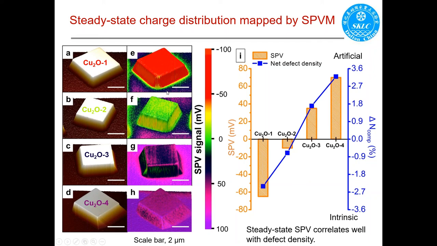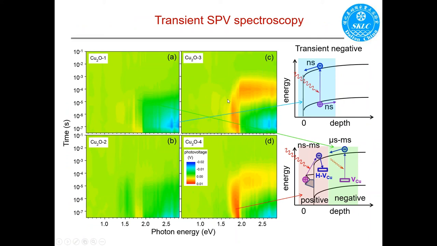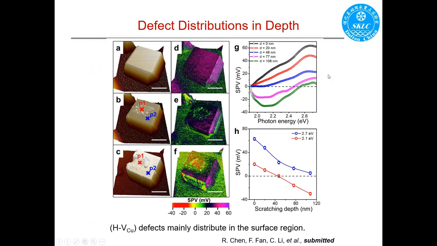From the transient SPV signal, we detect that if you have this artificial defect, that is the electron traps, you will have another, opposite separation process. So that's the reason why you see that the charges on the surface change from the holes to the electrons. Another benefit of atomic force microscopy is that you can use a diamond tip to make a scratch on the crystal. You see that with increasing depth, the type of charge carrier changes from the holes to the electrons. So this result indicates that the reason why the photogenerated carrier changes from the electron to the holes is because it has a coating of this n-type layer on the surface.